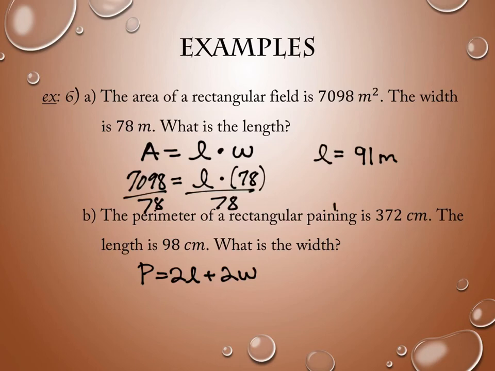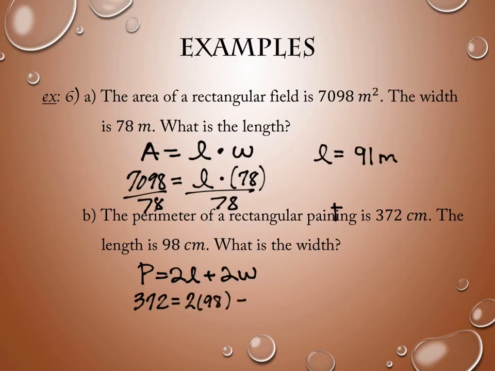That should say painting. The perimeter of a rectangular painting is 372 centimeters. The length is 98 centimeters. What is the width? Where will the 372 go? P. Good, it's the perimeter. And where will the 98 go? It's L, it's the length.